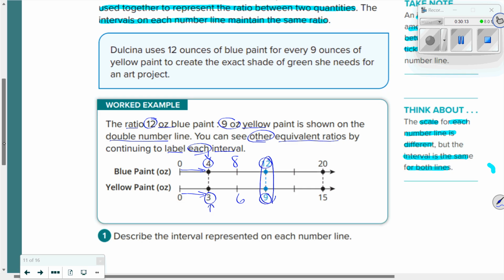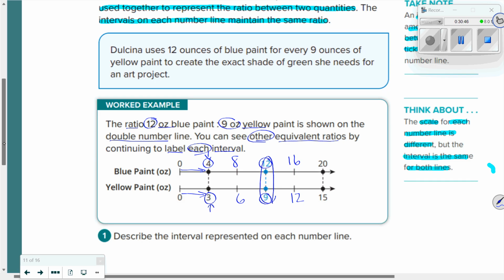Meaning my interval after the 12 would be what? Going up by 4 and 12. Makes sense. Now, here is your key. Here's why the double number line is effective. It means that any of these other ratios that you have in here are equivalent to 12 to 9. So 12 to 9 is the same as 20 to 15, the same as 8 to 6, the same as 16 to 12. They're all equivalent ratios.